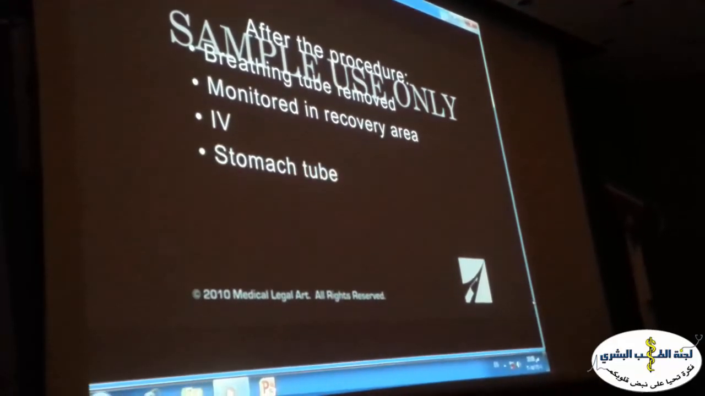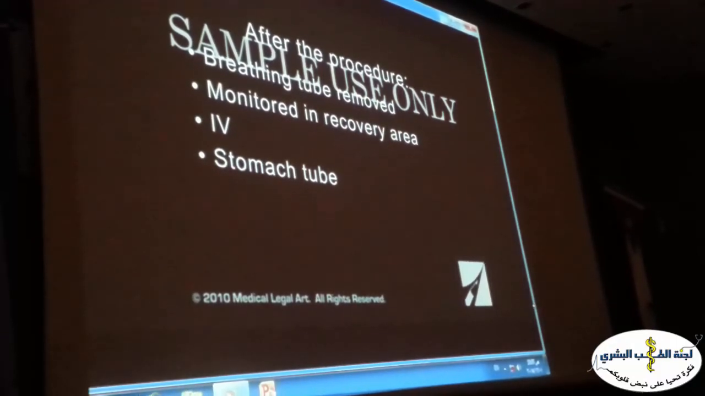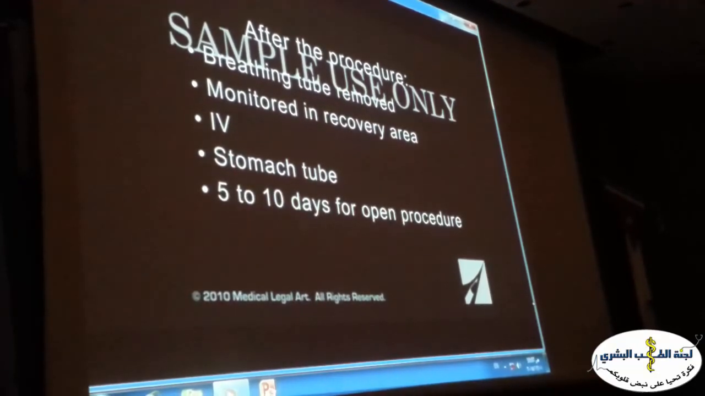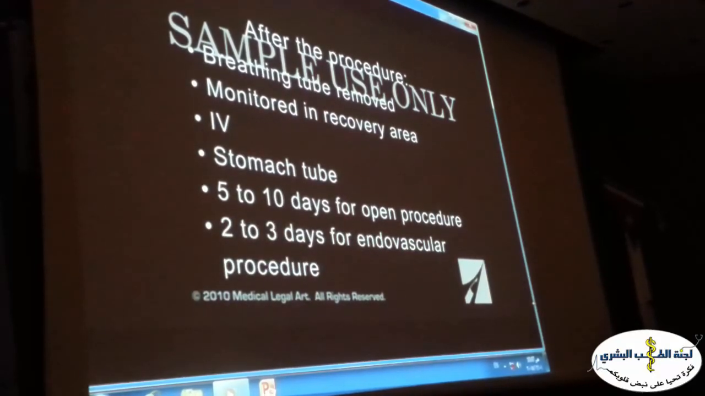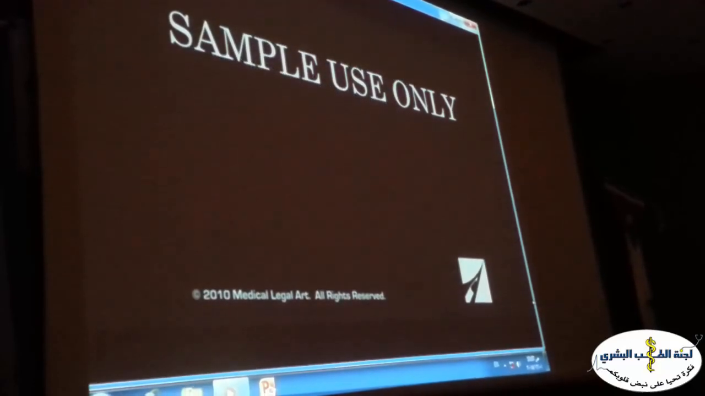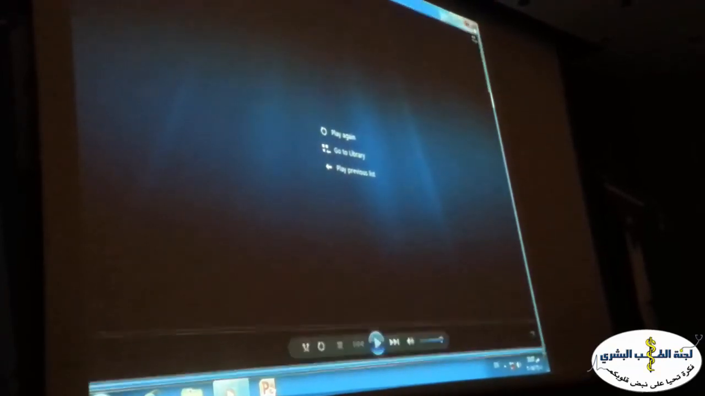You may also have a tube inserted through your nose and into your stomach to remove secretions until your intestines regain normal functioning. The usual hospital stay for an open procedure is 5 to 10 days, while the stay for an endovascular procedure is usually shorter at 2 to 3 days. So this is the story of the Triple A.